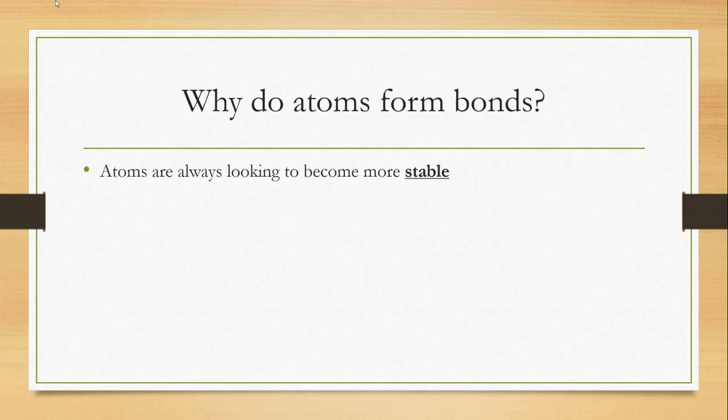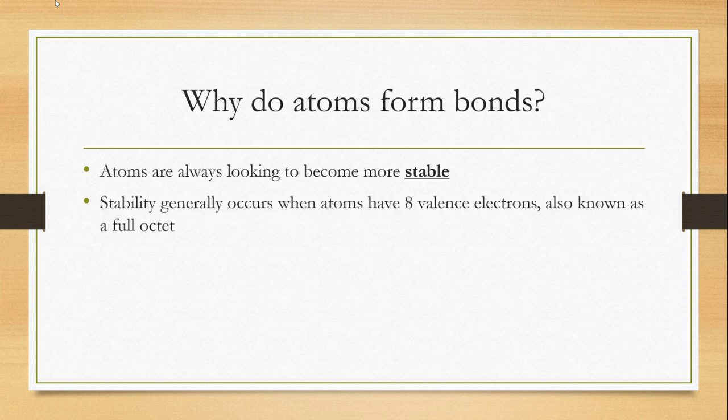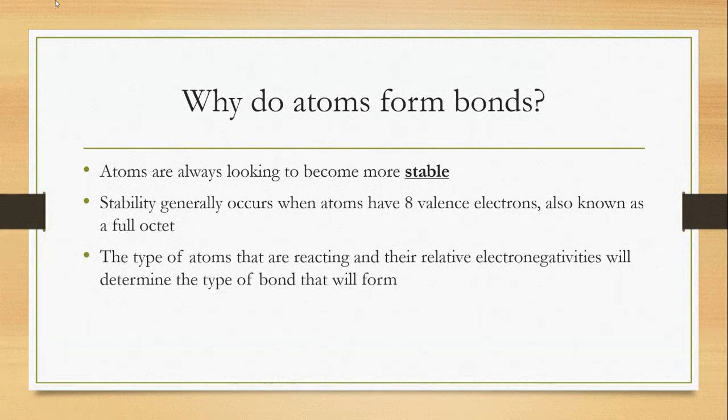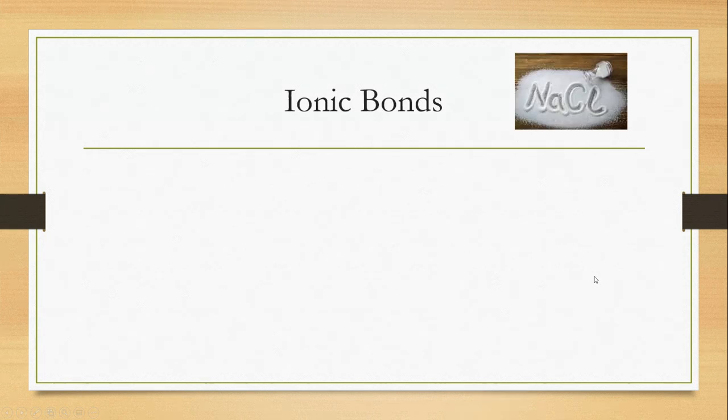So why do atoms form bonds? Atoms are always looking to become more stable. Stability generally occurs when atoms have 8 valence electrons, also known as a full octet. The type of atoms that are reacting and their relative electronegativities will determine the type of bonds that will form. So remember we said electronegativities were going to come back to haunt us, and they're here. They weren't even gone for that long.